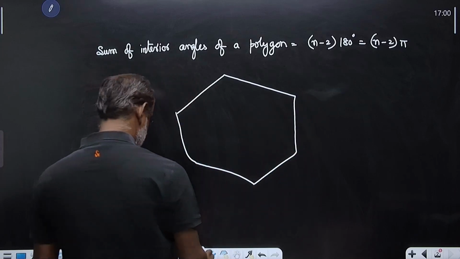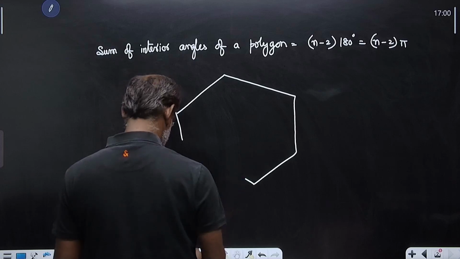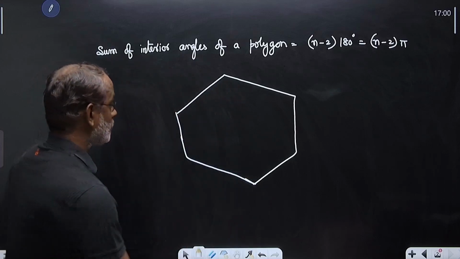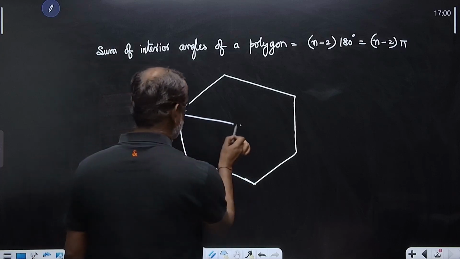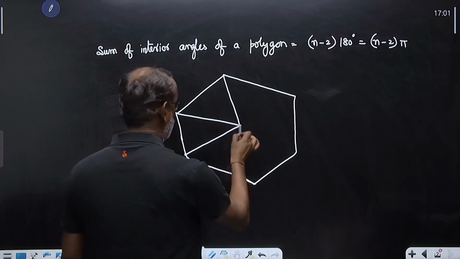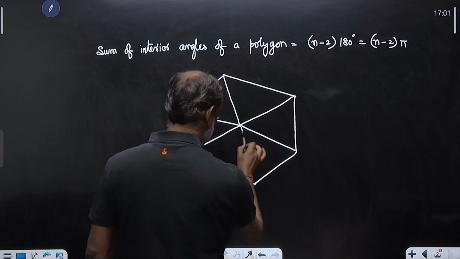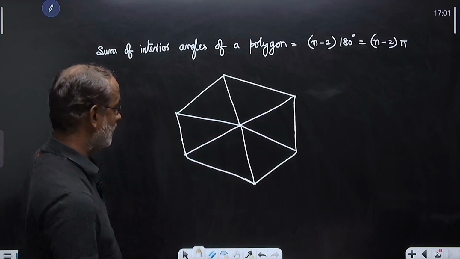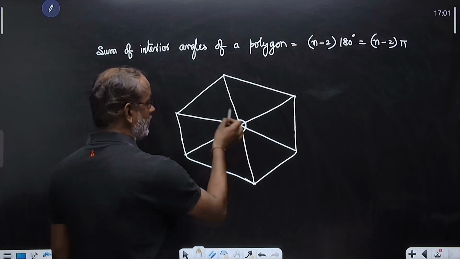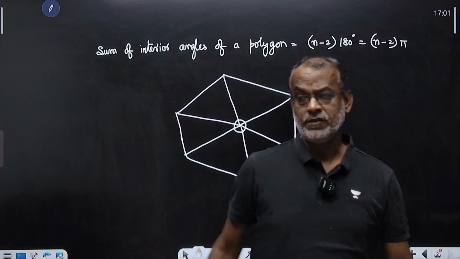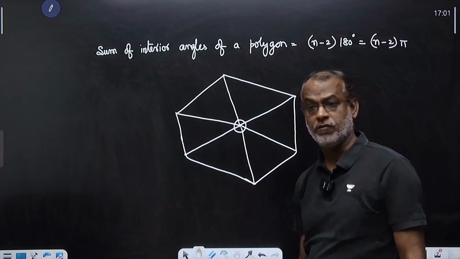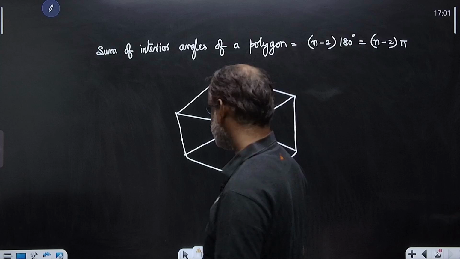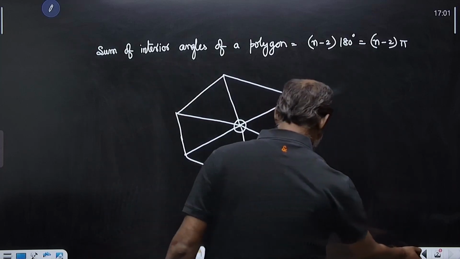Okay. So, if you take a point inside and draw all these triangles, what do we get? We get n triangles. Here, as we have drawn a hexagon, we have 6 triangles. The angle at the center is 2 pi, and since we have n triangles, the sum of the angles of all these triangles is going to be n pi, out of which 2 pi is here. So, the sum is n minus 2 pi.